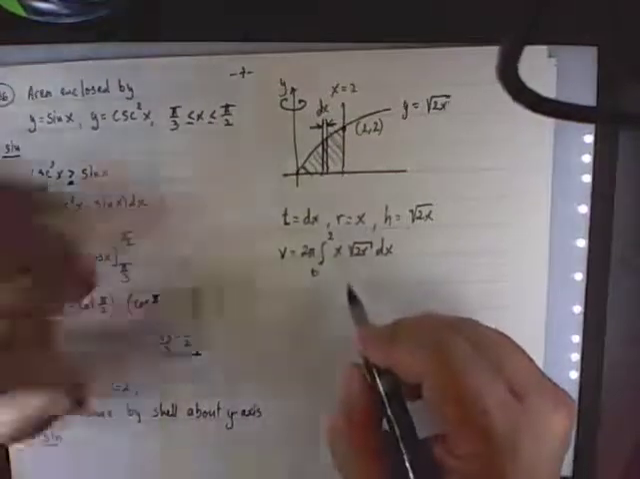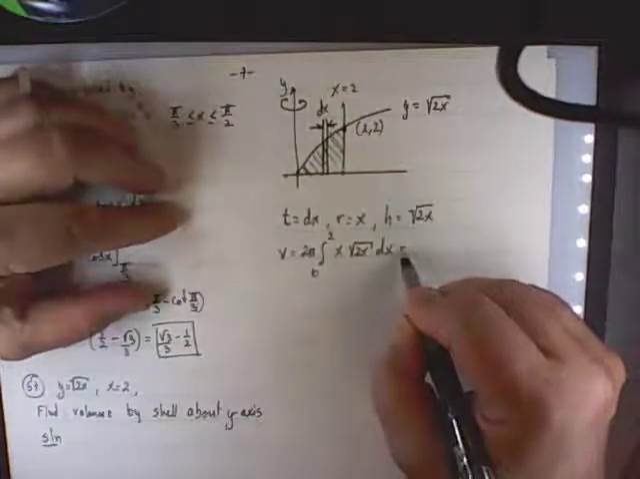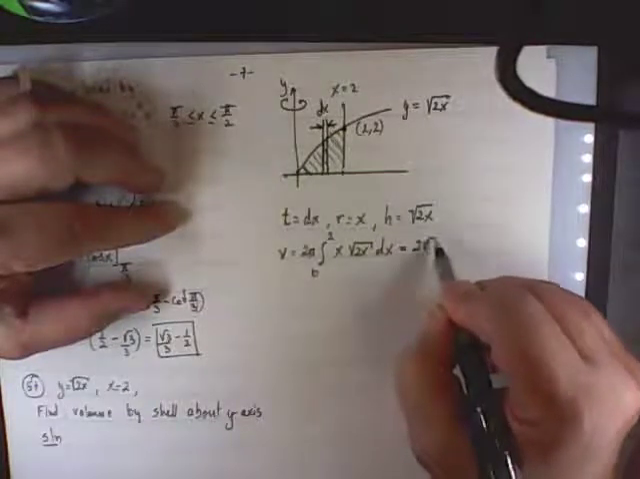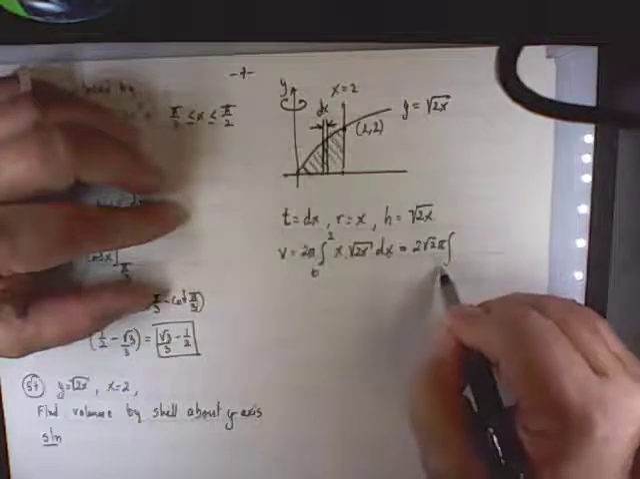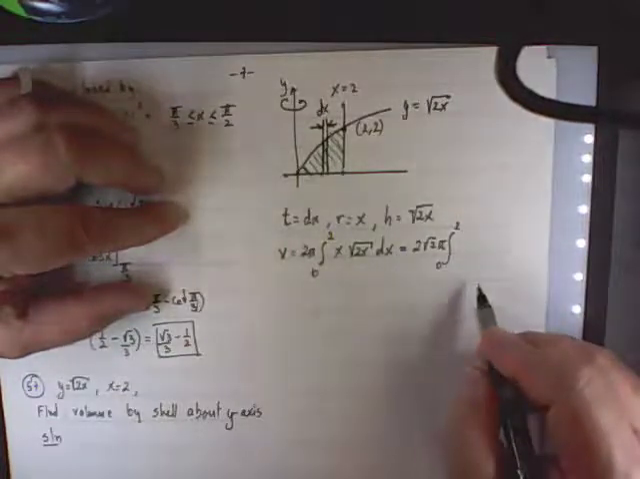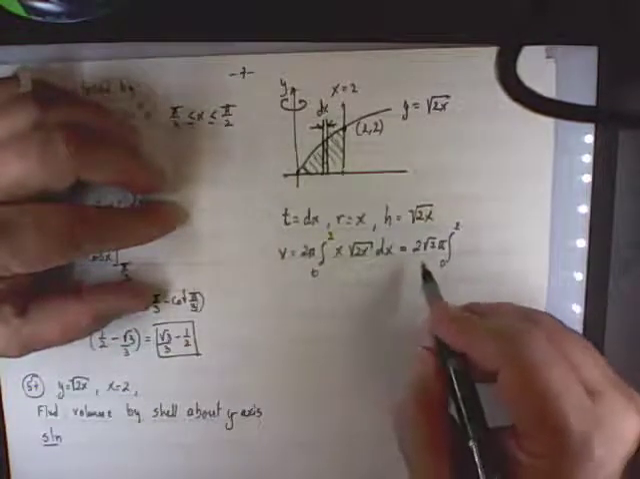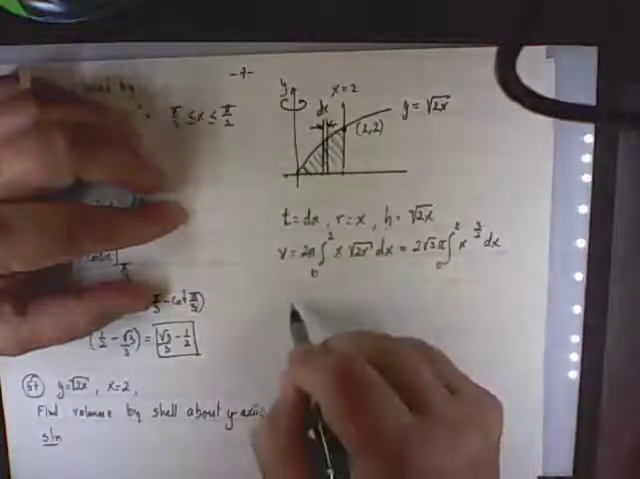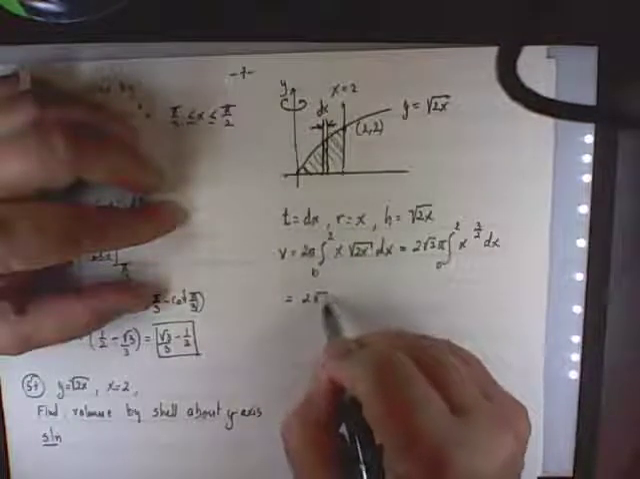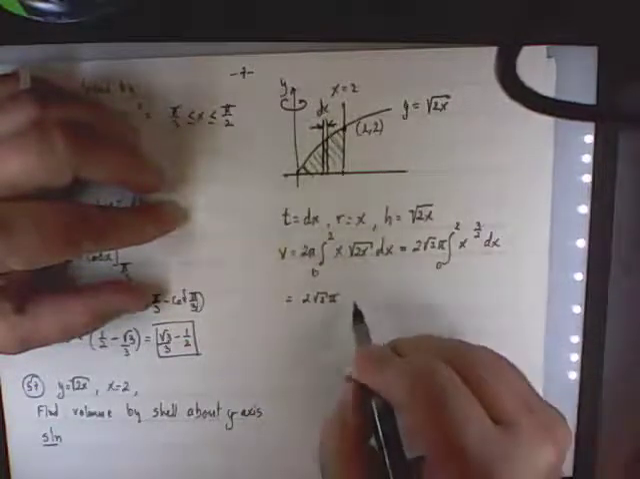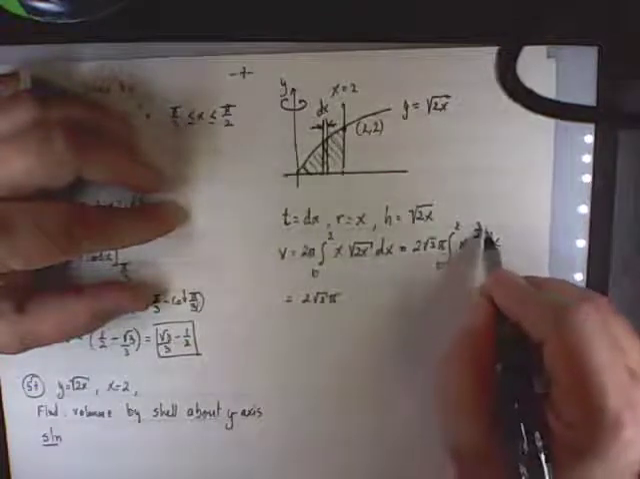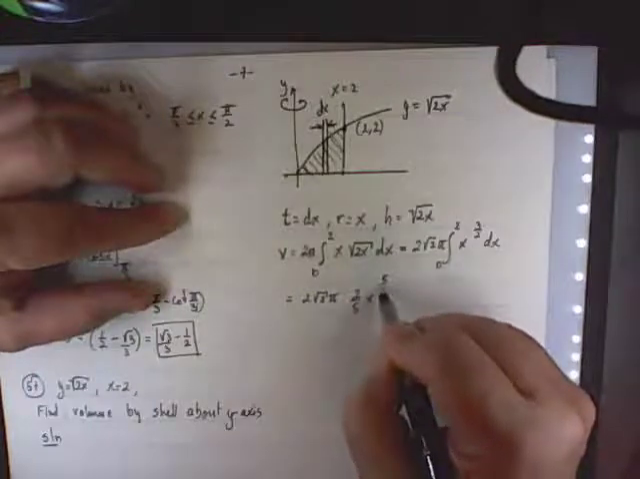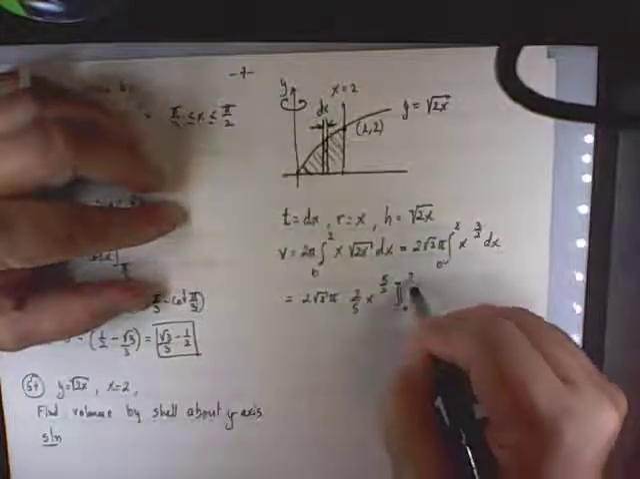Right? I said right. Yeah, so factor out the square root of 2, so you have 2 square root of 2 pi, integral 0 to 2, x times square root of x. X times x to the 1/2 is x to the 3/2 dx. Apply antiderivative, so 2 square root of 2 times pi, and you add the 1, so 5/2, or 2 over 5, x to the 5/2, evaluate from 0 to 2.